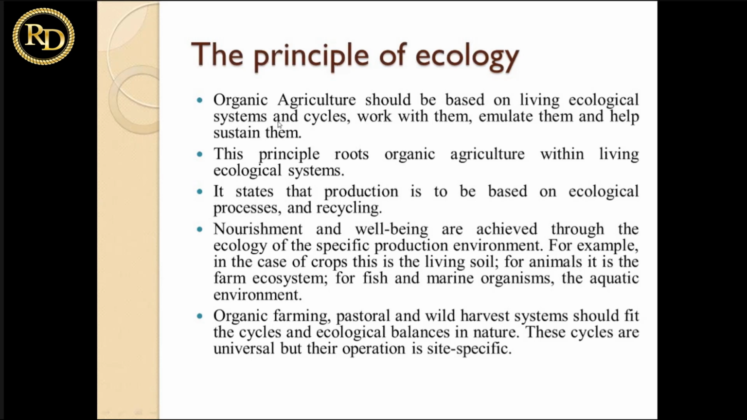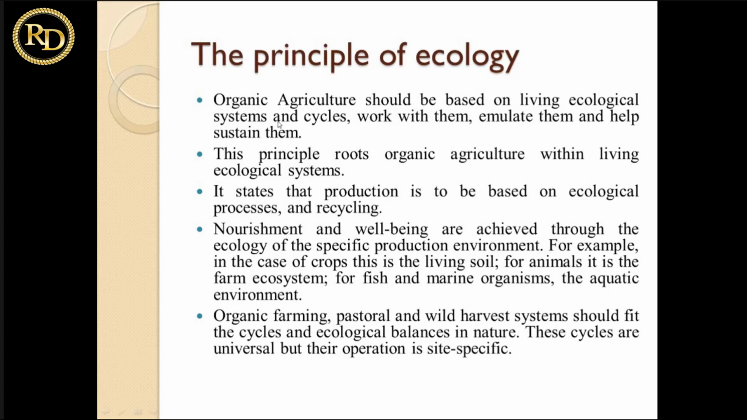Now, second principle is the principle of ecology. We have seen the principle of health, then we can have the principle of ecology. So organic agriculture should be based on living ecological systems and cycles, work with them, emulate them and help sustain them. Means when we go for organic farming, we have to see that the ecological system and the cycle should not be disturbed. We have to work with the ecological system so that we can help and work together.